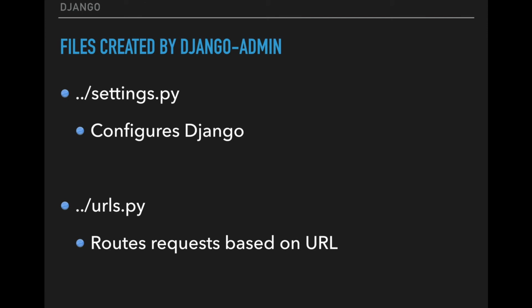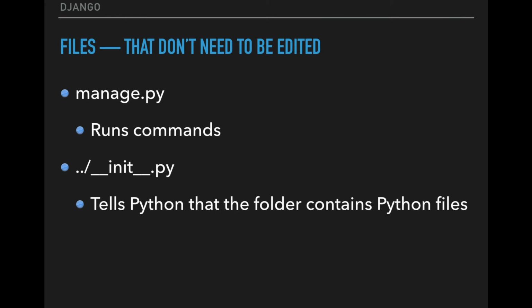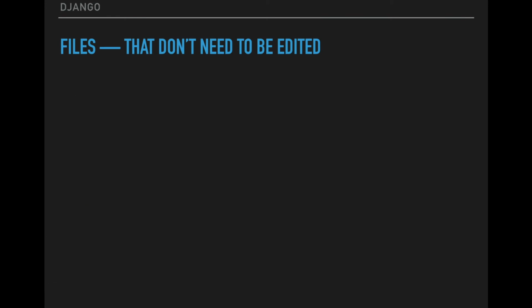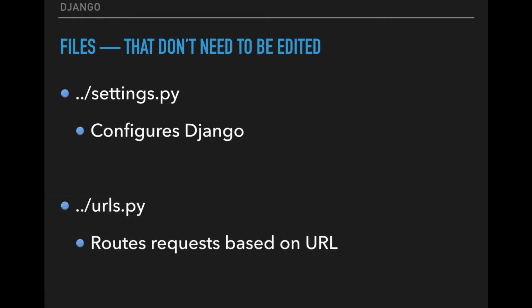While there are five files that the script generated, we generally won't edit the first three, and we don't touch them at all actually. And then the last two files, that is settings and urls, we will use to configure Django and to set up how our URL routing is done. So now let's try to run it.